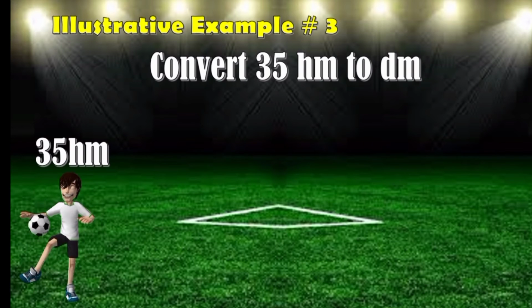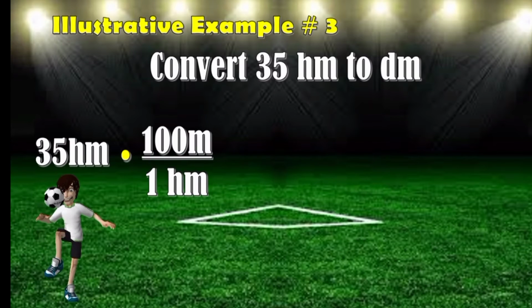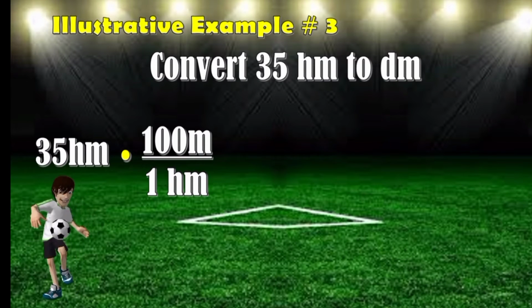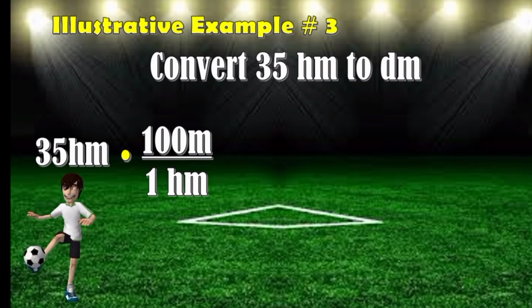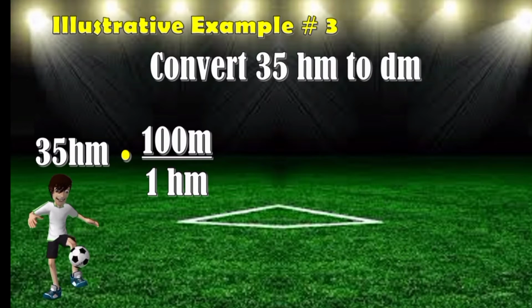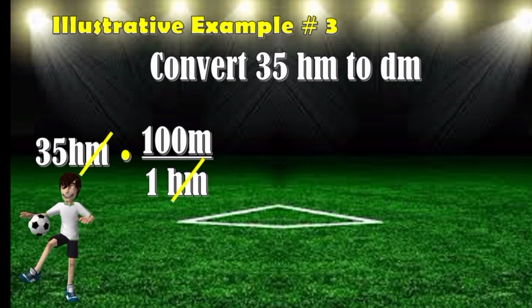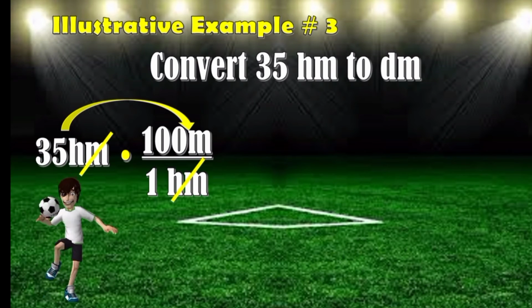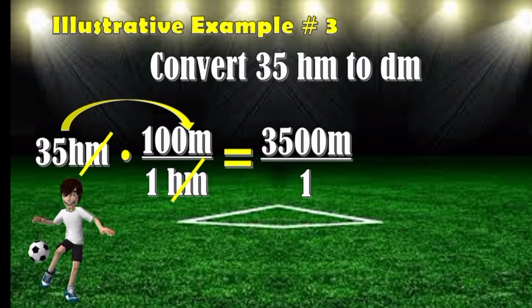35 hectometers multiplied by the factor 100 meters over 1 hectometer. We have no direct conversion between hectometer and decimeter, so we will change first hectometer to meters. Now let's cancel out the common factor, which is hectometer. 35 multiplied by 100 meters is 3,500 meters over 1.